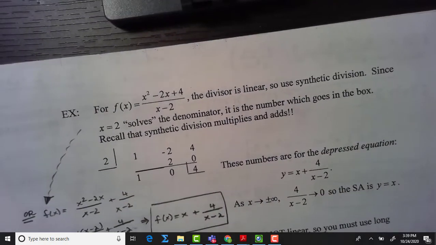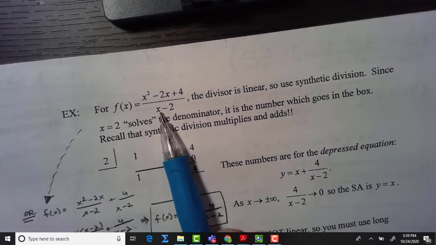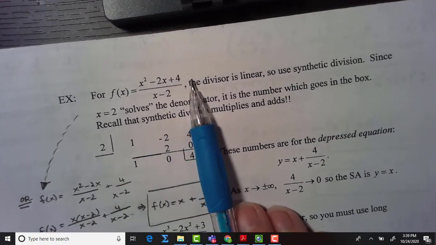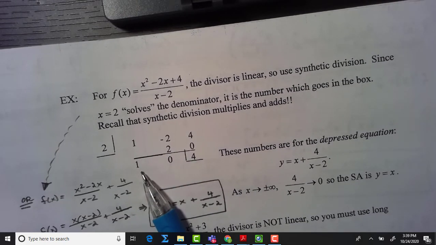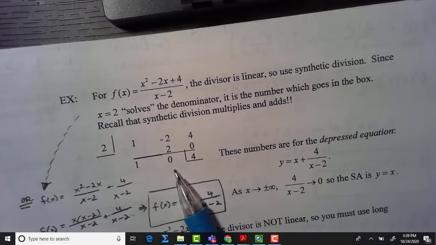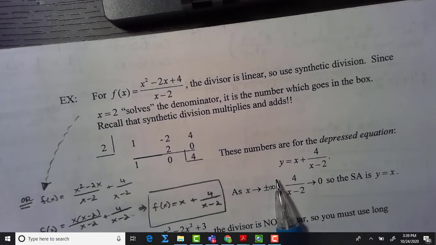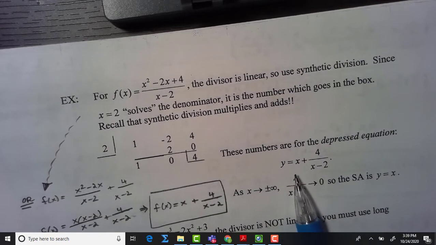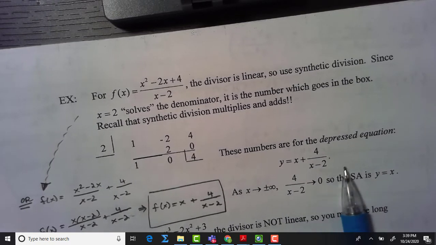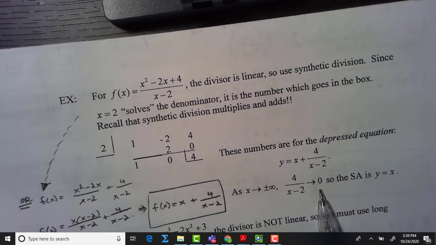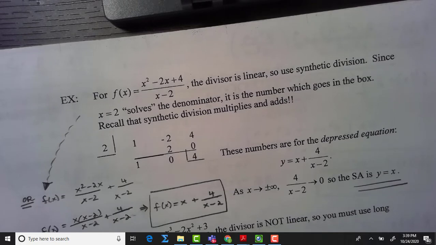So remember, if I'm looking at this problem here, my divisor is linear, so I can use synthetic division. What solves it is 2. The coefficients of the numerator are 1, -2, 4. They go here. You always bring this one down. 2 times 1 is 2. -2 plus 2 is 0. 2 times 0 is 0. 4 plus 0 is 4. So this reduces to this. And you can see as x goes to positive and negative infinity, this is going to be 4 over infinity or negative infinity. This is going to go to 0. So my slant asymptote is going to be the line y equals x. That's one way to do it.